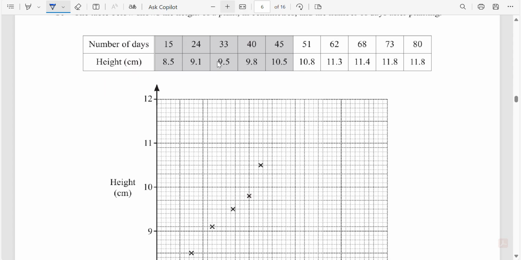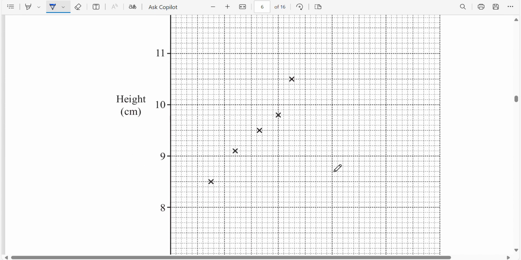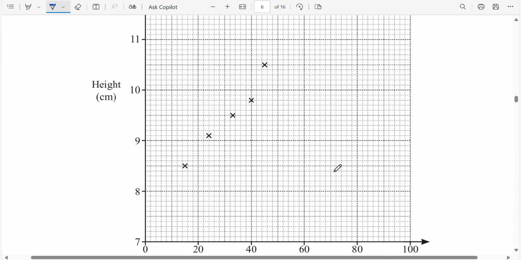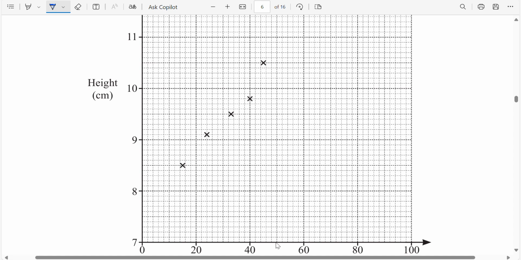Let's zoom in. So 51, this is 50. So somewhere here would be 51, and we have 10.8. So 10.1, 10.2, 10.3, 10.4, 10.5. So here we have 10.8. Now my pen is a bit thicker, so when you're plotting, make sure you're using a sharp pencil.